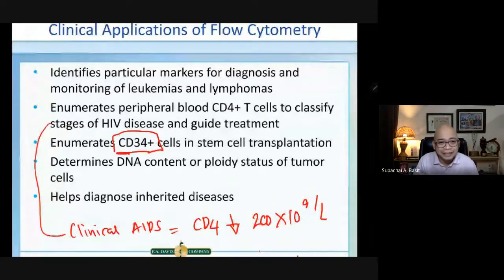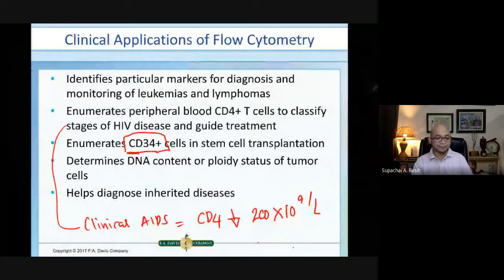CD34 positive cell is an active cell. It is considered to be one of the cells that are pluripotential. Since it is pluripotential, the enumeration of CD34 positive cells is important for stem cell transplantation. The flow cytometry will also determine the DNA content or ploidy status of tumor cells and help diagnose inherited diseases. So as you can see, there are many clinical applications of flow cytometry.